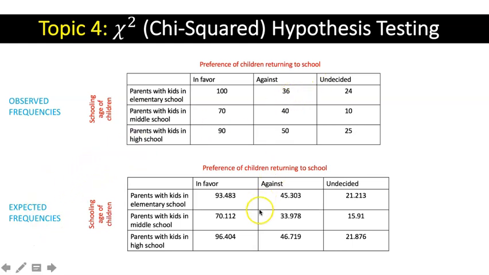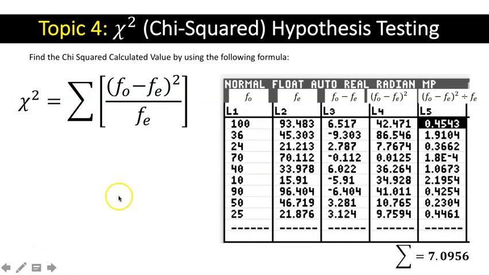So I have two sets of data. I have the observed, which are the actual results that I got when I conducted the survey, and I have the expected, which is based on probability theory, if in fact these two are independent variables. So what do I have to do now? Now I'm going to find two other values. They are called chi-square calculated and chi-square critical.